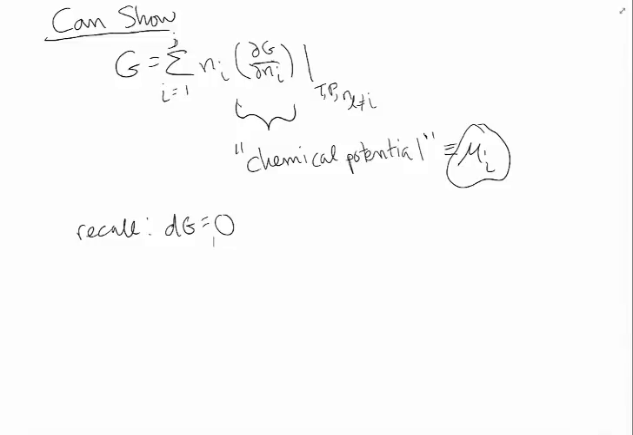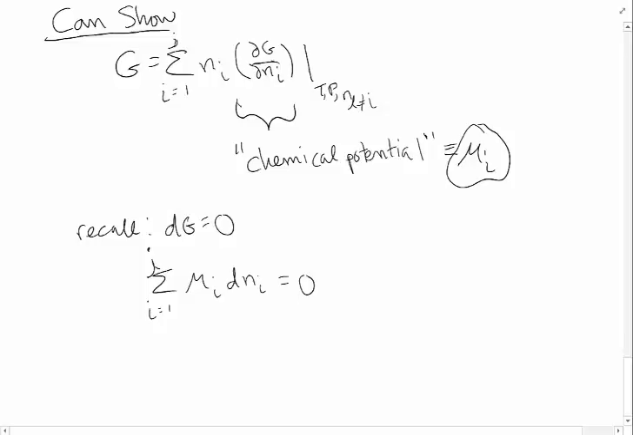So if the change in Gibbs energy is 0, then that means that the sum from i equals 1 to j of mu sub i times dn sub i has to be 0. Okay, so why does that need to be the case?